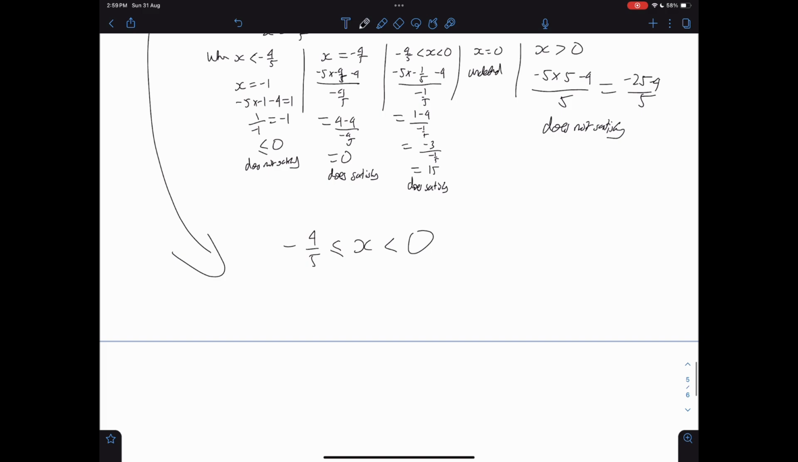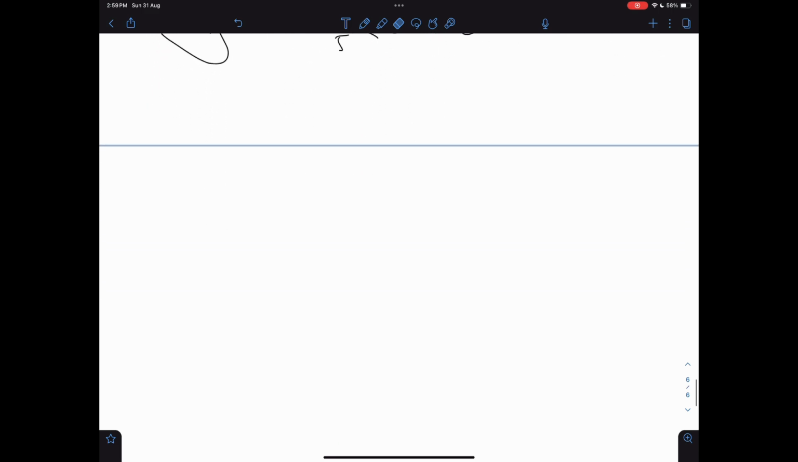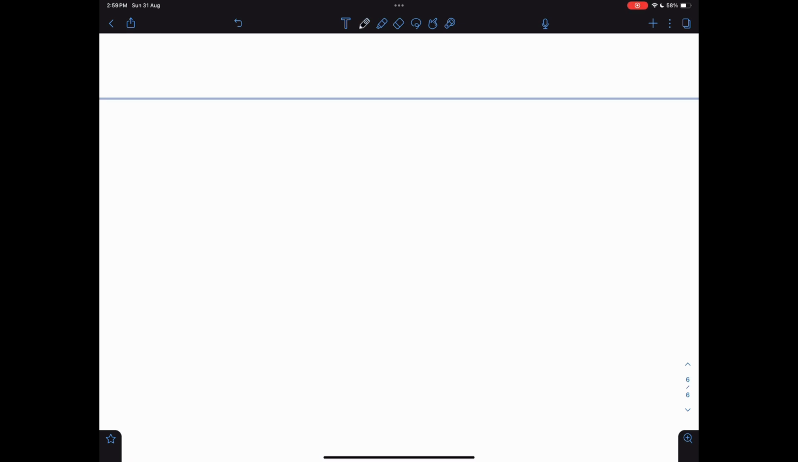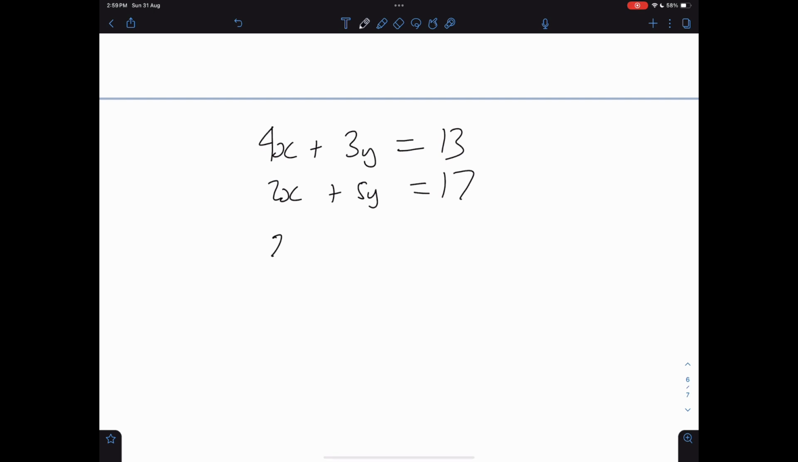Now we will move on to some simultaneous equations. I'm sure that you're probably familiar with equations that are a system of linear equations, something like this. And then what you do is you double that bottom one, and then you would subtract, and this is called elimination.